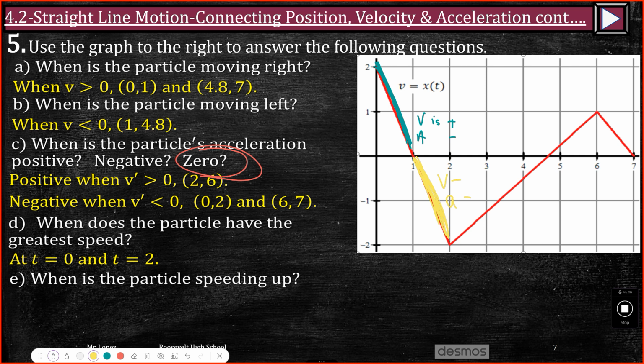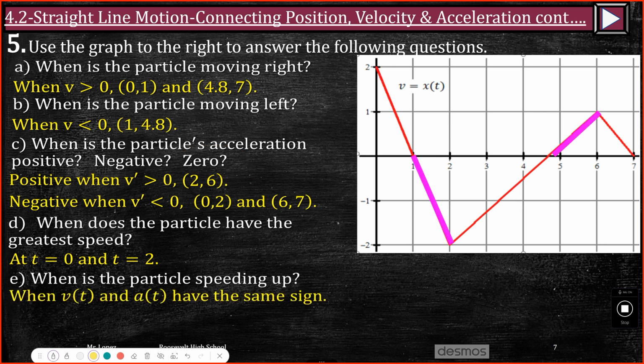This wouldn't be it, no? Because velocity is negative here and acceleration is positive. That wouldn't match up. How about here? Velocity is positive and acceleration is positive. So those are it, no? So it's from 1 to 2, and 4.8 to 6.